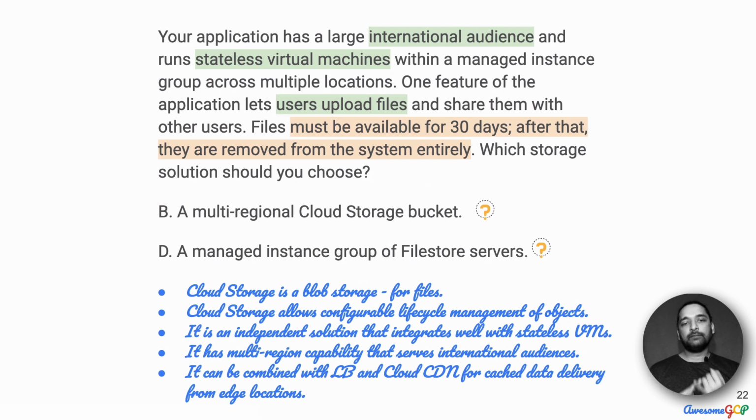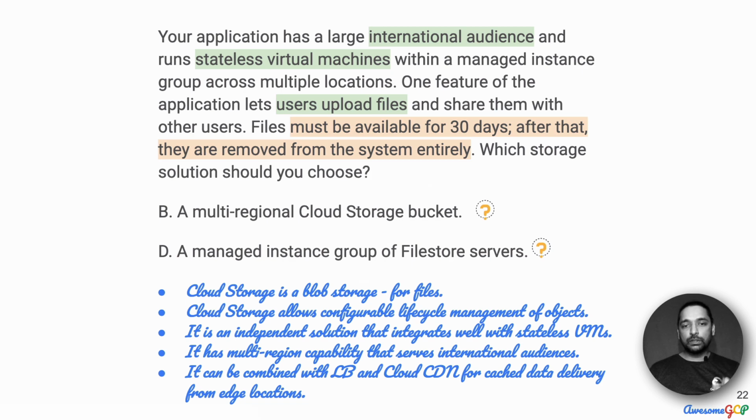We have that Google Cloud Storage is a blob storage and it stores files, and our users want to upload files. Google Cloud Storage allows for the configuration of lifecycle management of objects, which means we will be able to ensure that the file is definitely available for 30 days, and after which they can be automatically removed without any manual intervention or having to write scripts or a cron job from your side.